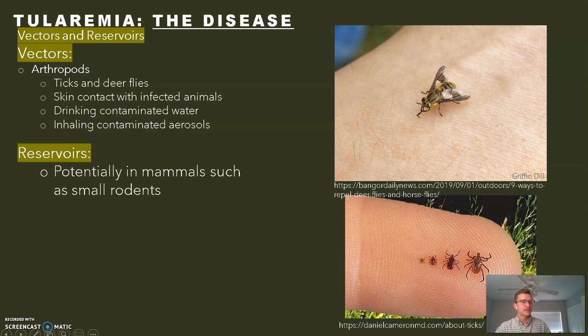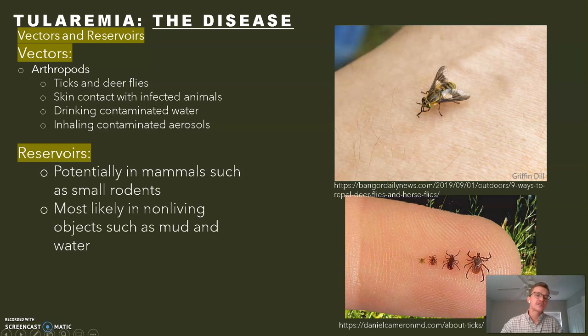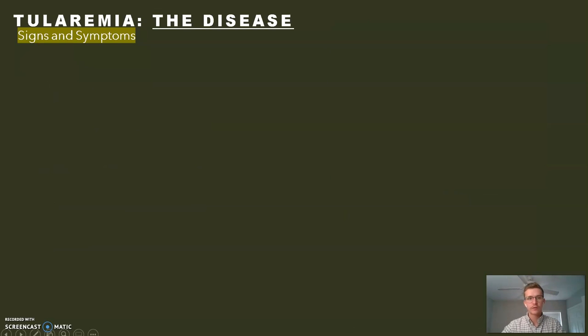And then the reservoirs, there's some data that says it's potentially in mammals, like small rodents. But there's some data that also says it's most likely not going to be in those rodents because they would die too quickly. So it's most likely in non-living objects, can survive in mud and water for a pretty long time. So the signs and symptoms, this disease actually expresses itself in a couple of different ways.